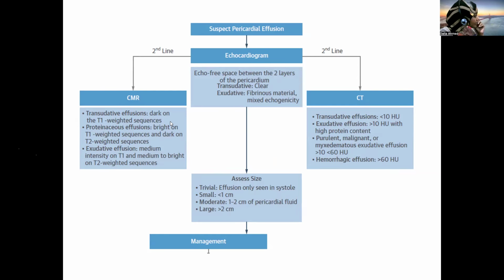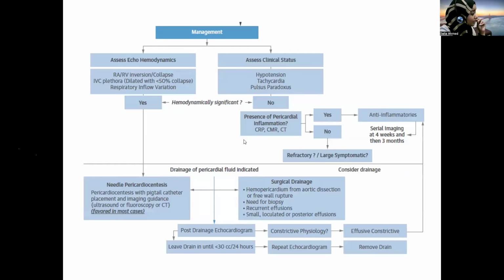MRI can help in the diagnosis of pericarditis and inflammation as in effusive pericarditis. The management is usually, if you have hemodynamically significant pericardial effusion, you do need pericardiocentesis. We all know this is straightforward. If not, you have to check if there is pericardial inflammation by inflammatory markers or advanced imaging if available, CT and MRI. And if yes, you give anti-inflammatory depending on the cause. And if no, you just follow.